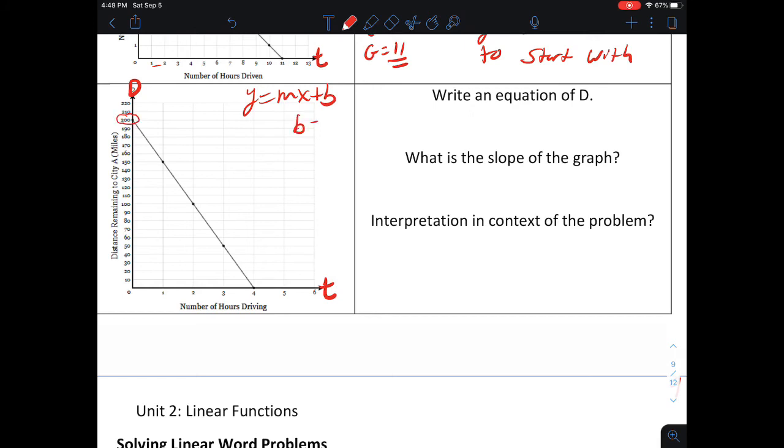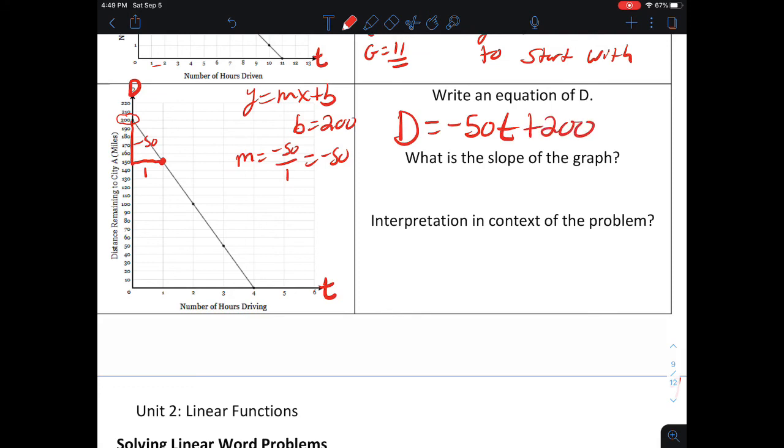B would be the y-intercept, which is 200. So B is 200. And I want to find my slope, so I'm going to find another dot on the graph that's at a lattice point. We go down and over. So I went over 1, but I actually went down 50. I went from 200 to 150. So M is negative 50 over 1, which is negative 50. So my equation here would be D equals negative 50 times T plus 200.